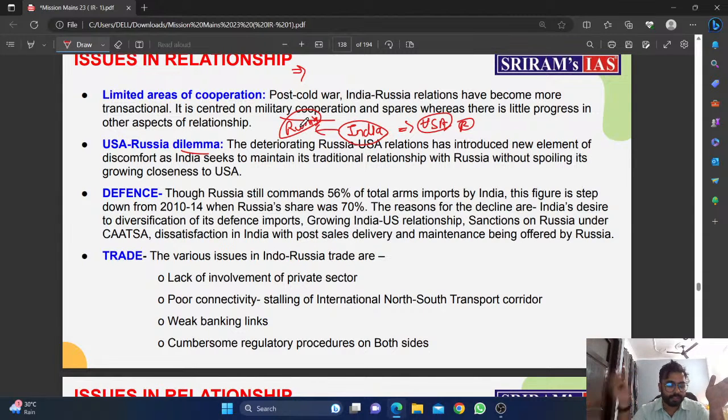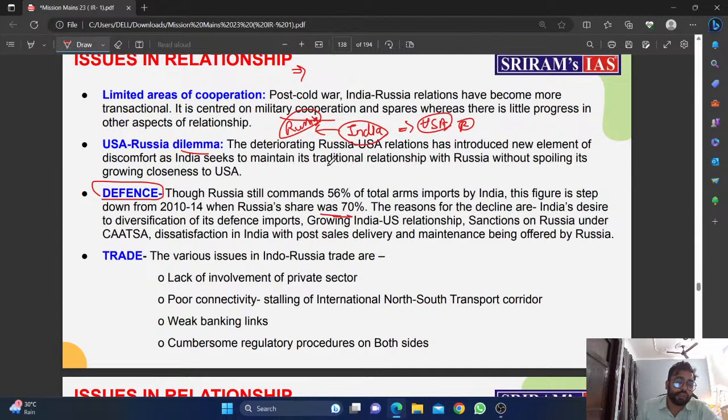Like next week, from the 2nd to the 4th of July, there is an online summit happening with Russia as part of the SCO. So this is one area. Then in terms of defense, what are the issues? Although Russia commands the maximum defense imports of India, this is continuously declining. From 2010 to 2014, the Russian share in Indian defense imports was 70%.